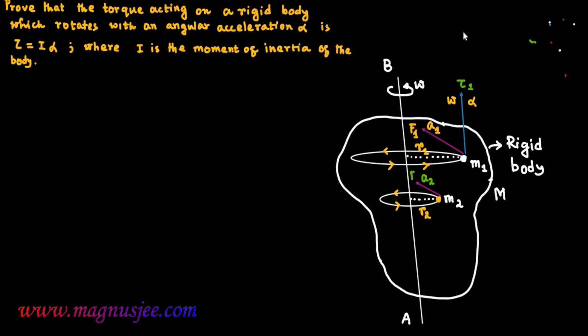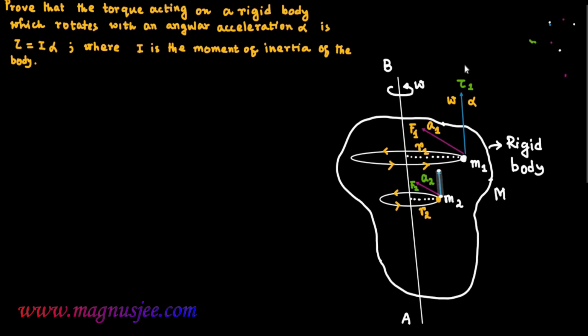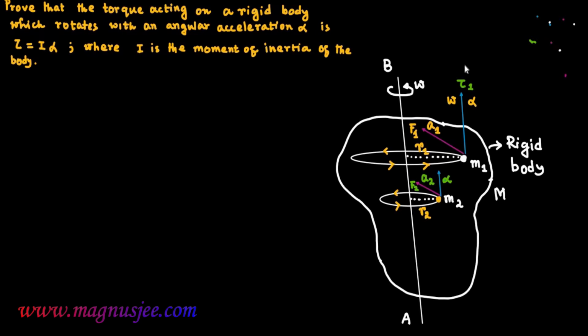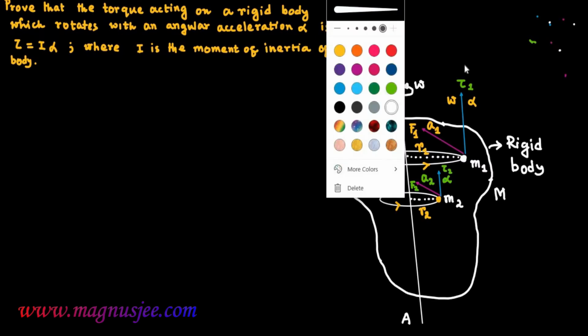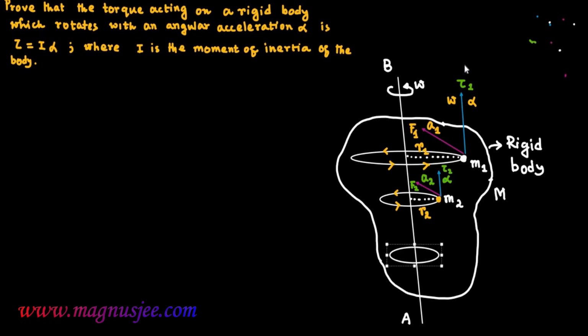A2 is the tangential or linear acceleration, and F2 is the force which acts on the body inwards. Linear acceleration A2 is in the same direction as that of the force F2. And the second constituent particle revolves with an angular acceleration alpha. The torque acting on this particle is tau2, which is in the upward direction. That means angular acceleration alpha will be in the same direction as torque tau2.